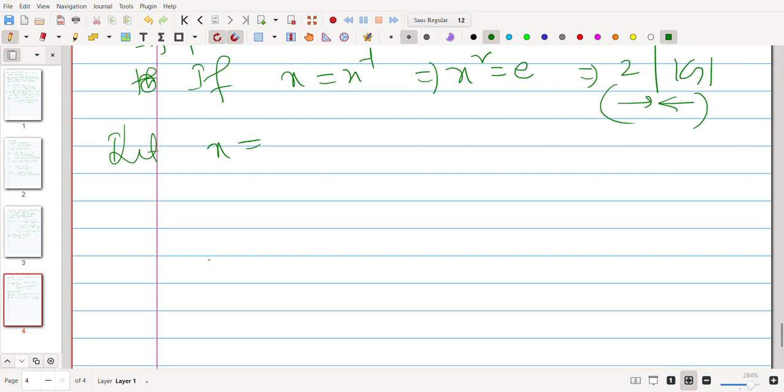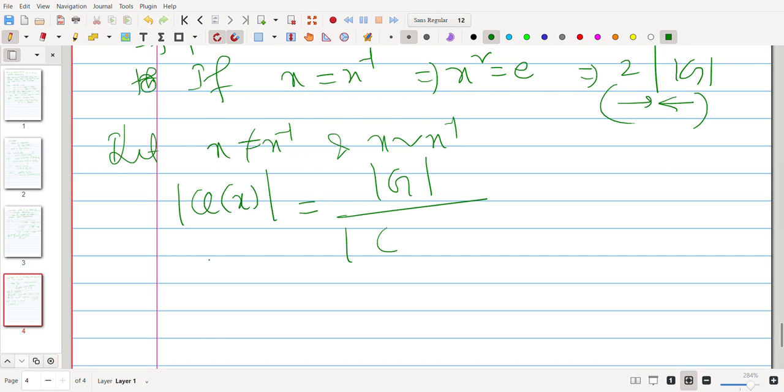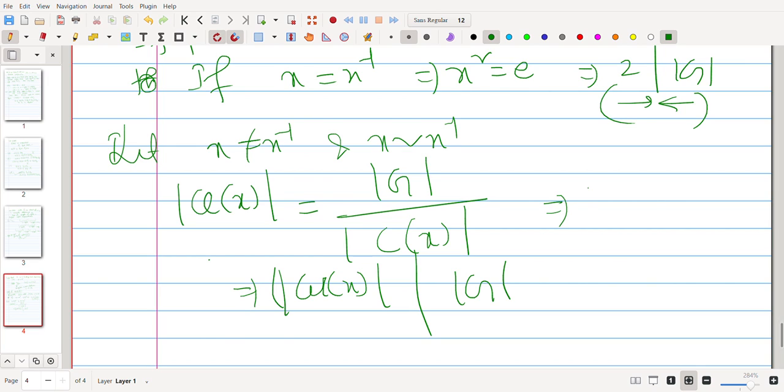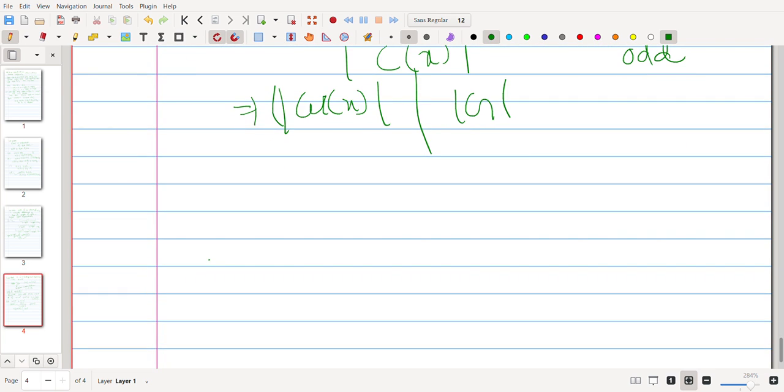Now let X not equal to X inverse, and X and X inverse are conjugate. We know that the order of the conjugacy class is the order of G divided by the order of the centralizer of X. That means the order of the conjugacy class divides the order of G. Now since the order of G is odd, the order of the conjugacy class is odd, because I am assuming that order of G is odd. Hence the order of the conjugacy class of X is also odd, right?